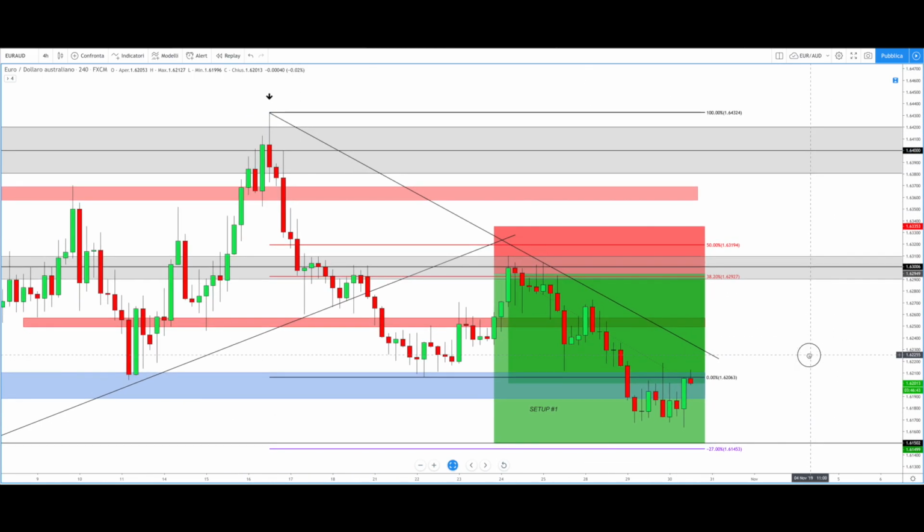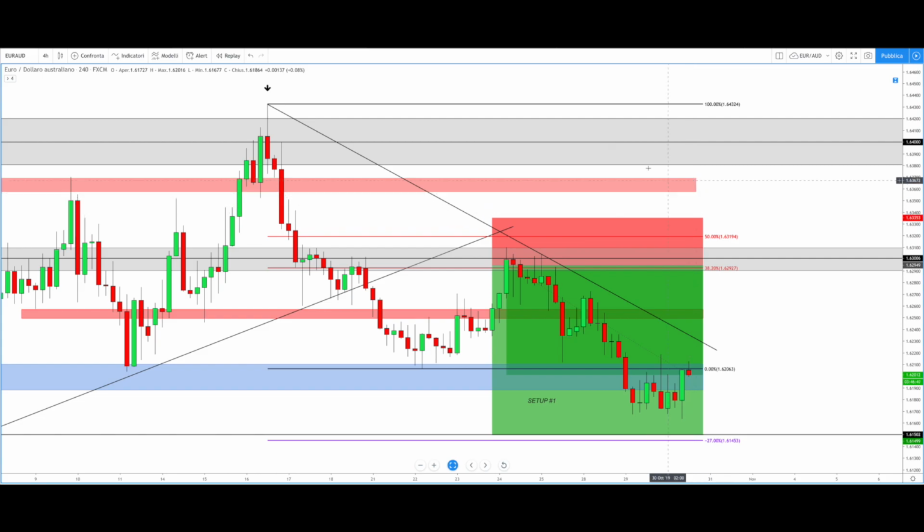Now we can watch Euro Australian dollar on the 4-hour time frame. Why do we talk about Euro Australian dollar? Because during the last week I shared on the free Telegram channel a free PDF on Euro Australian dollar with a possible short setup from this point here, because after this strong bearish movement, I expected for the last week a correction in this area with a possible second touch of this bearish trend line before the next bearish phase.